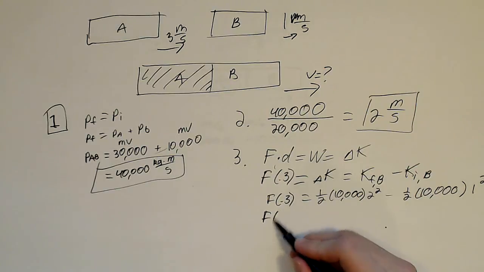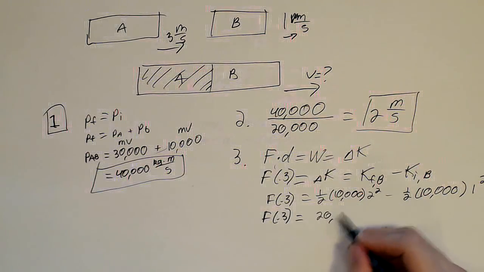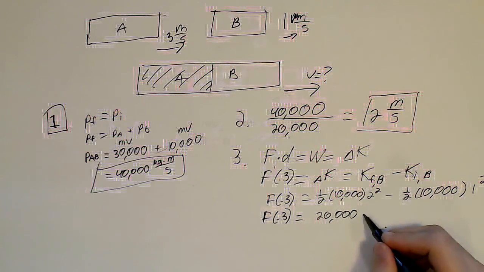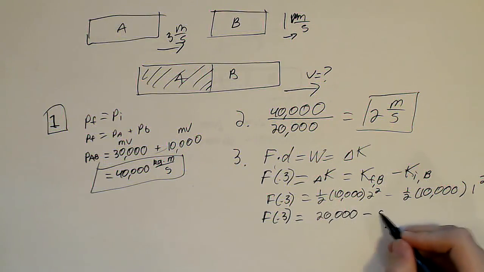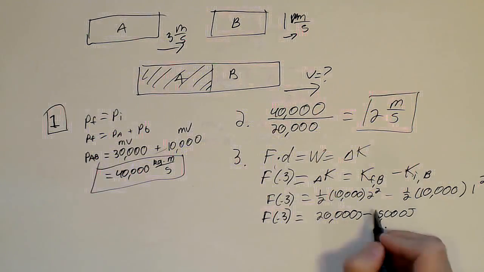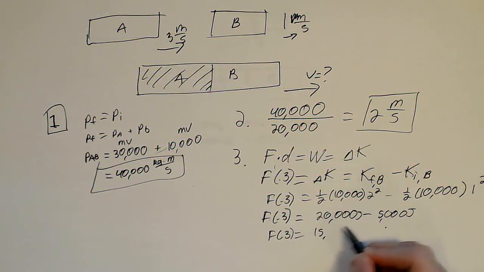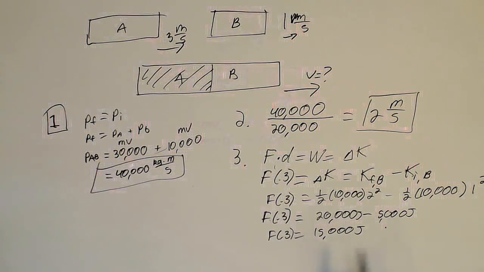So it's going to be 20,000 minus 5,000. These are in joules. Is equal to the work done. So that's going to be 15,000 joules equals our unknown force times the 0.3 meters that was applied through. When we divide by 0.3, we get force equals 50,000, and our unit's going to be newtons because it's a force.